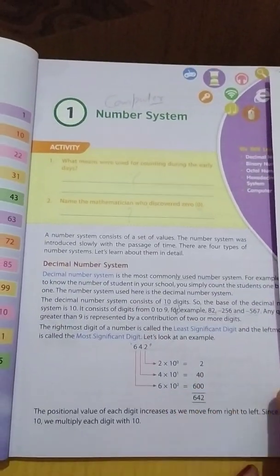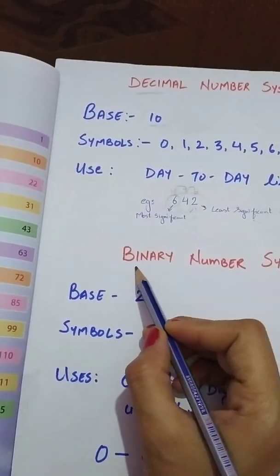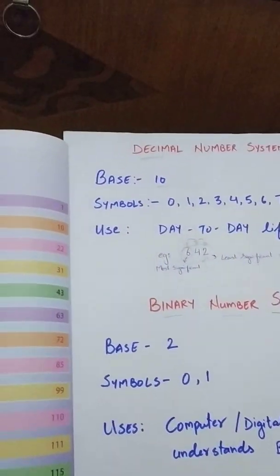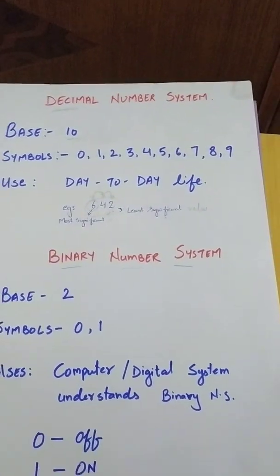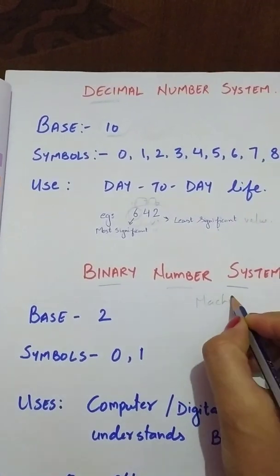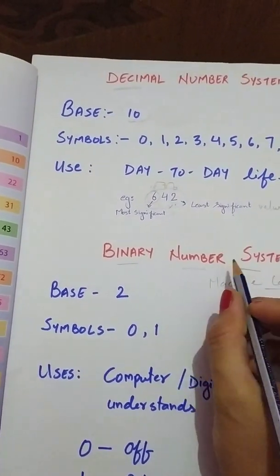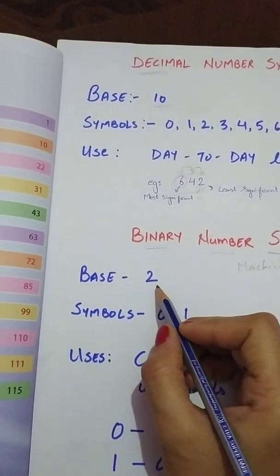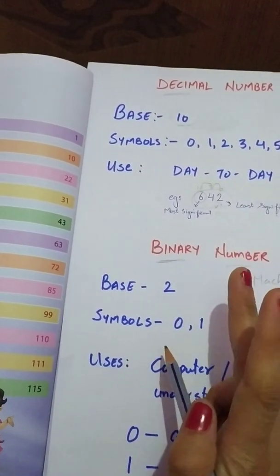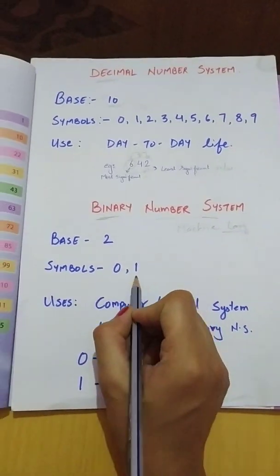After this, the second one which we have is your binary number system. We all have heard about the binary number system, as the computer is familiar with only one language, that is the machine language. And this machine language uses the binary number system. In binary, bi means 2. So this number system includes only two symbols, that is 0 and 1.